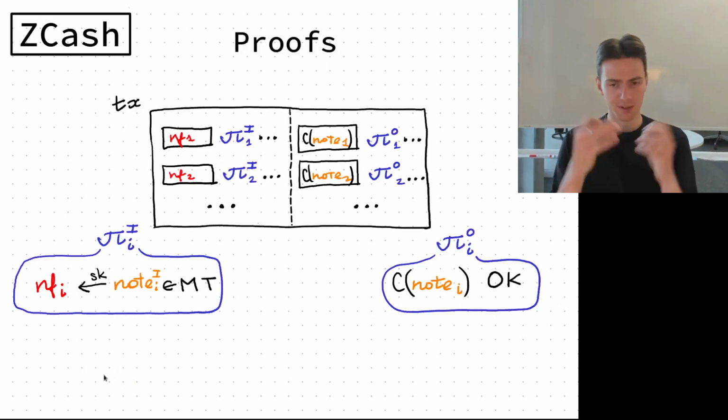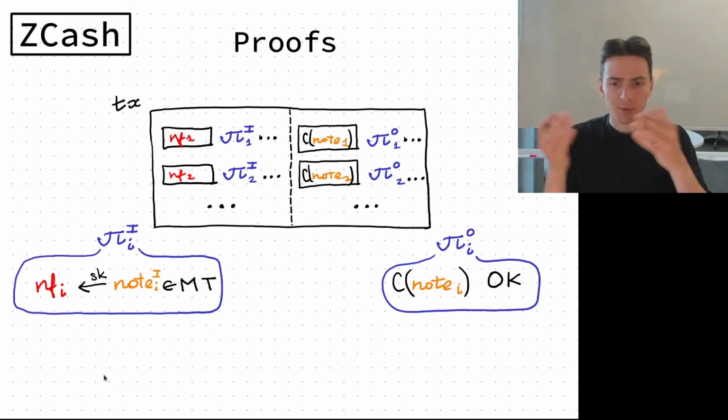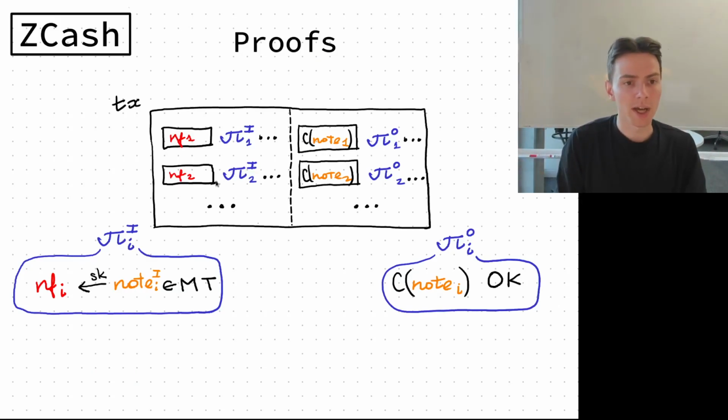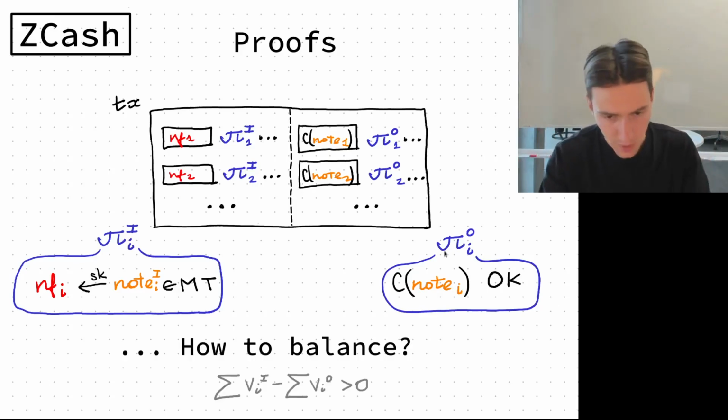To prove that everything works, that the nullifiers are correctly formed and the commitments are correctly formed, Zcash uses NIZKs. We have a NIZK per input and a NIZK per output. The input NIZK says that the input nullifiers are correctly formed from some nodes in the Merkle tree, and output NIZKs say that the commitments are correctly formed.